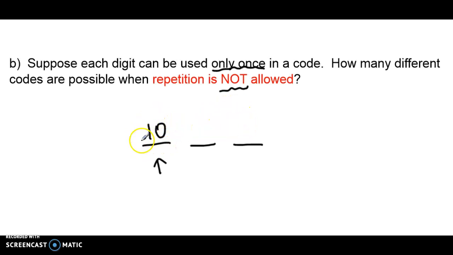So we fill this position first, which means now there are only 9 remaining digits to choose from to place in the second position. And same reasoning, there are now 8 numbers to choose from to place in the third. Again, multiplying the number of choices together for our fundamental counting principle, we end up with 720 possibilities. Notice that when repetition is not allowed, there are less choices, of course.